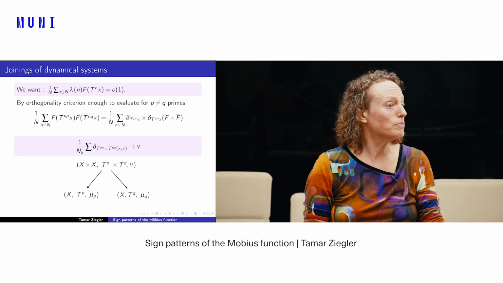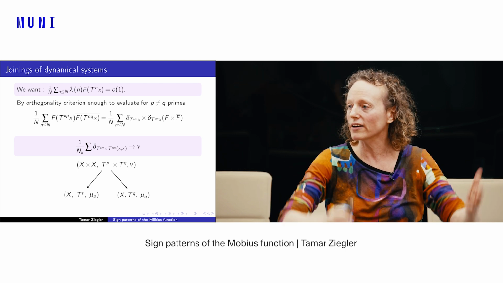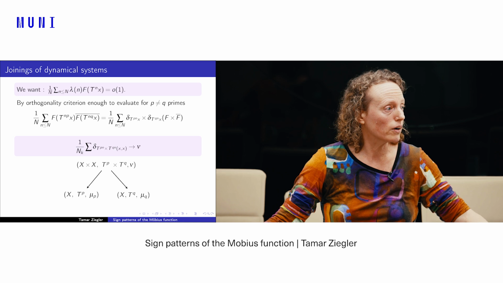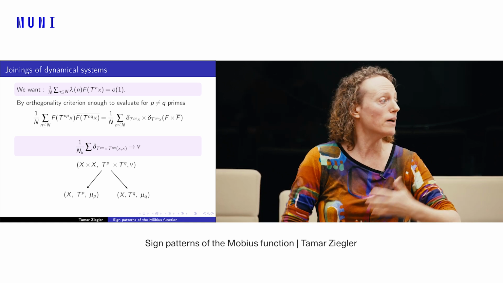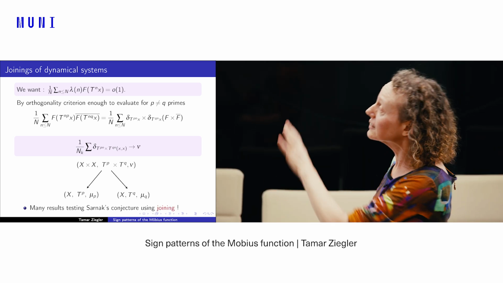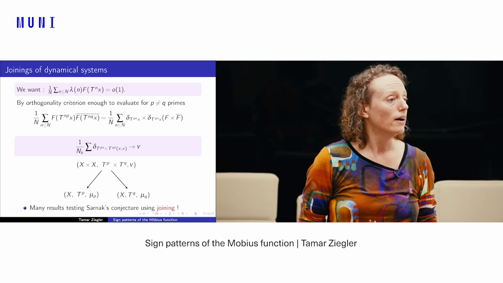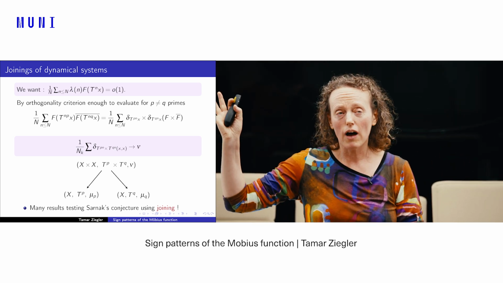Sometimes it could happen that the only coupling is the trivial one, the product coupling. Or I could try to classify all the possible couplings of the systems and show that if I understand them, then I have an attack on the problem. This type of coupling, this is the terminology in dynamics, is called joining.